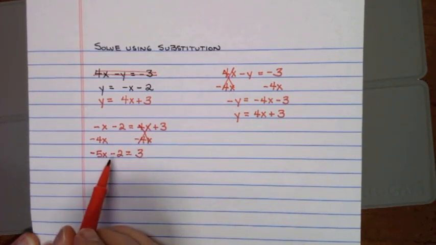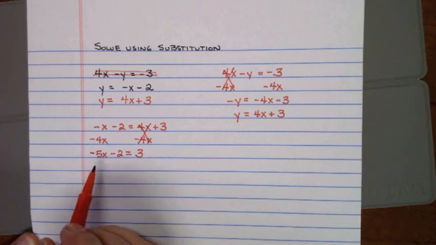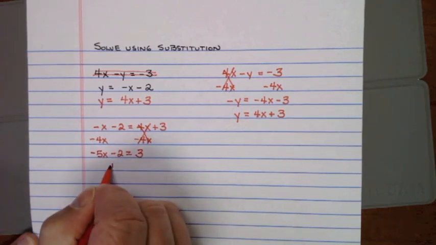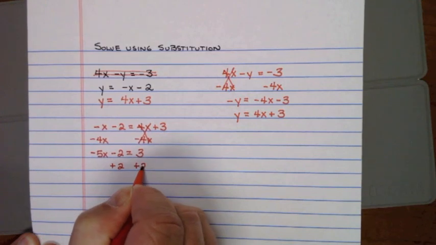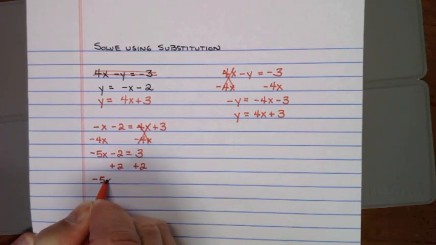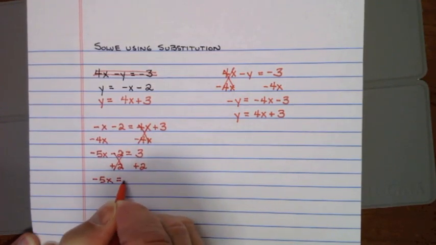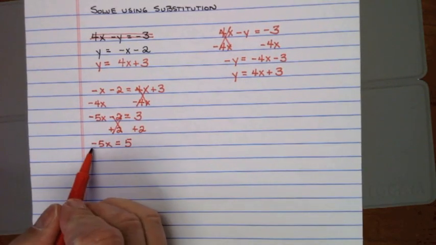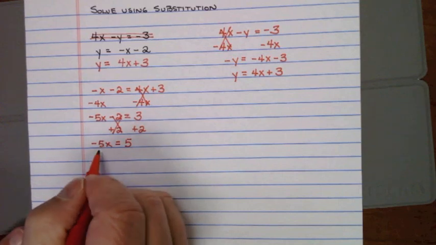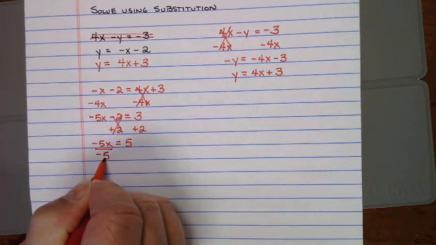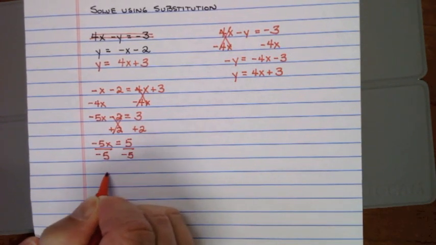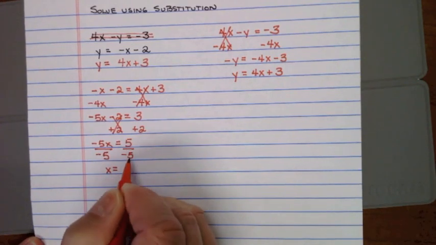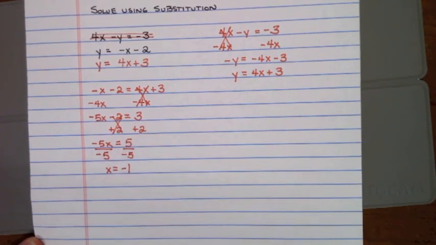I need to do my adding and subtracting before my multiplying and dividing. The opposite of negative 2 is positive 2. Add 2 to both sides. Negative 5x, that's eliminated, is equal to 5. The opposite of multiplying by negative 5 is dividing by negative 5. X is equal to 5 divided by negative 5, negative 1.